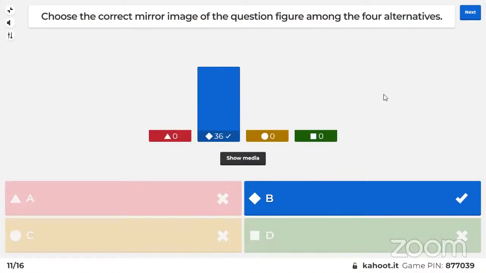Have to choose the correct mirror image. B is a mirror image. I think everybody has answered it correctly. That's nice. Everybody who attended has answered it correctly, and that's nice.